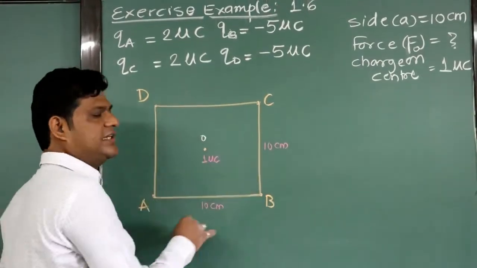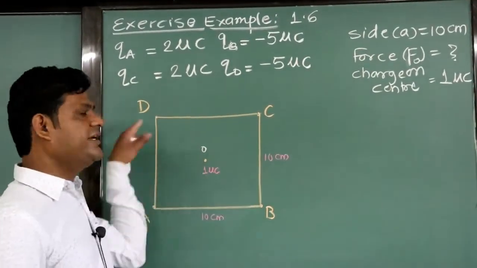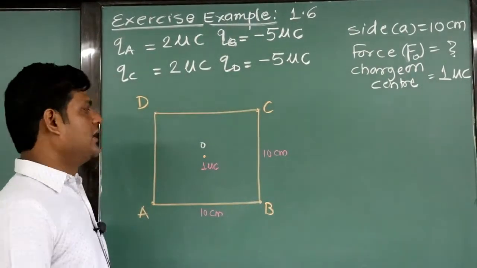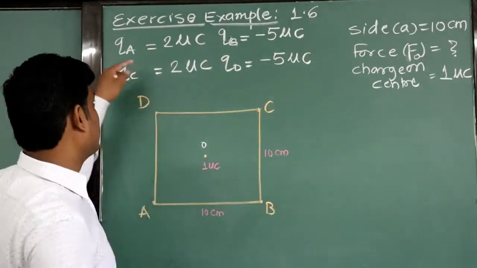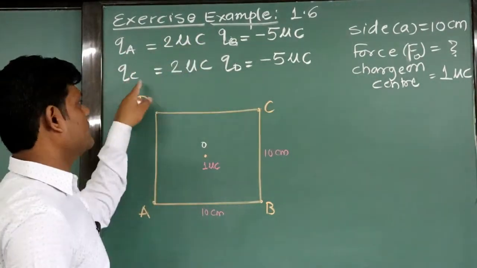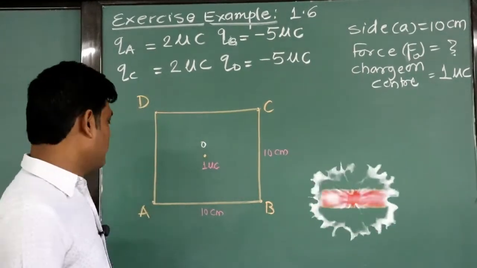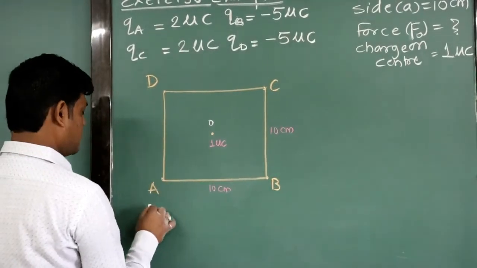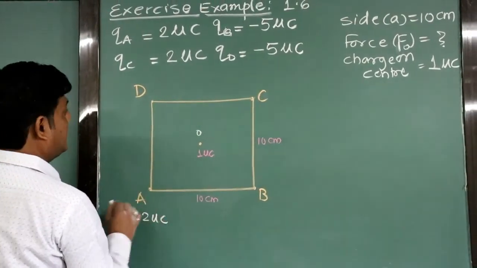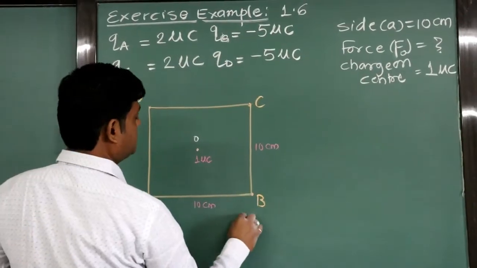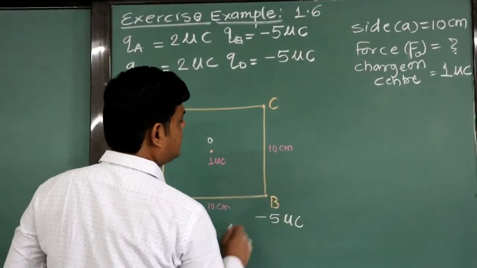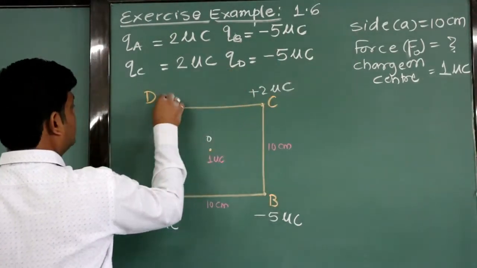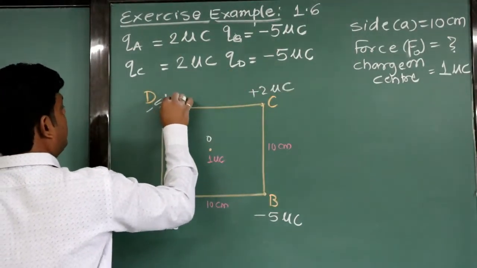A, B, C, D are the vertices of the square, having a side of 10 centimeter, and charges are kept on the vertices. QA, QB, QC and QD are the charges kept on the vertices. On A, a plus 2 microcoulomb charge is kept. On B, minus 5 microcoulomb charge is kept. On C, plus 2 microcoulomb charge is kept, and on D again minus 5 microcoulomb charge is kept.